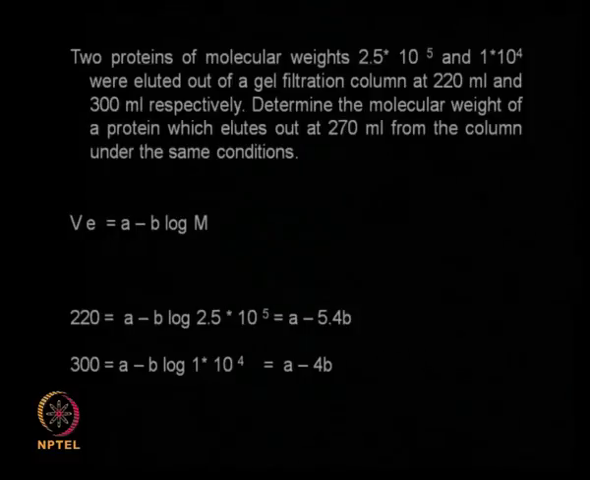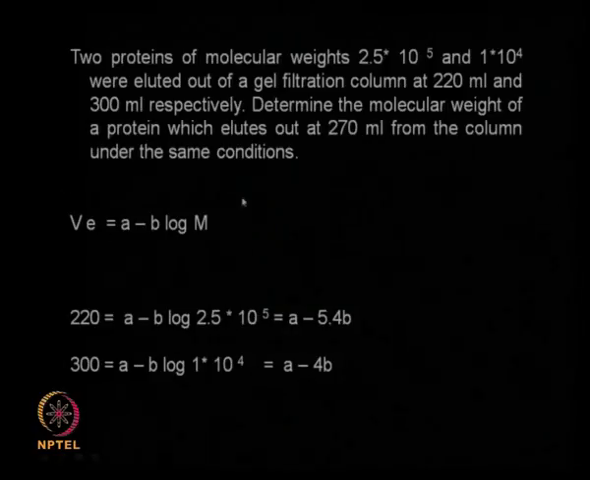Let us look at a simple problem. I have two proteins, with molecular weights of 2.5 into 10 power 5 Daltons and 1 into 10 power 4 Daltons. Now they are eluted out. The first one eluted out at a volume of 220 ml, the second one eluted out at a volume of 300 ml. Now I have another protein, I do not know the molecular weight of that protein, that elutes out at a volume of 270 ml at the same conditions. Now can you tell what is the molecular weight of that protein?